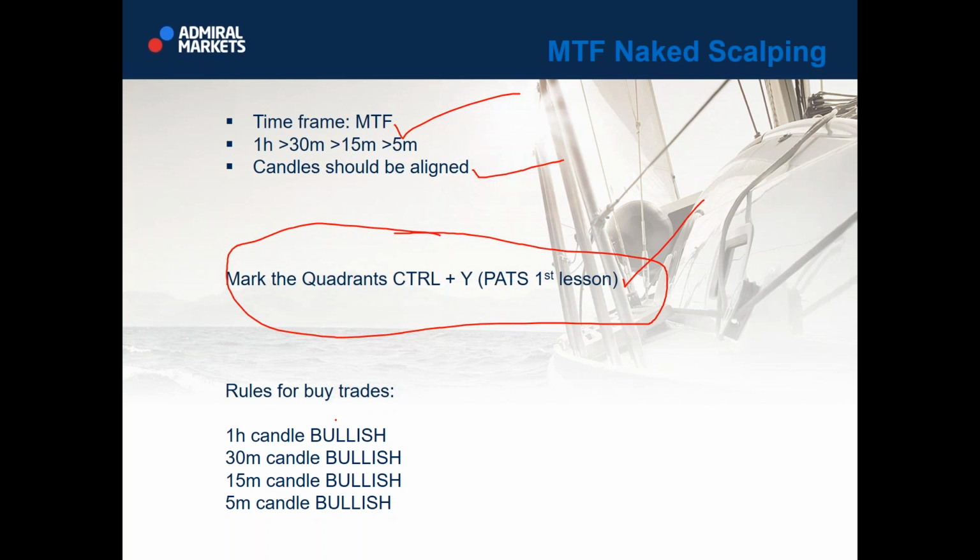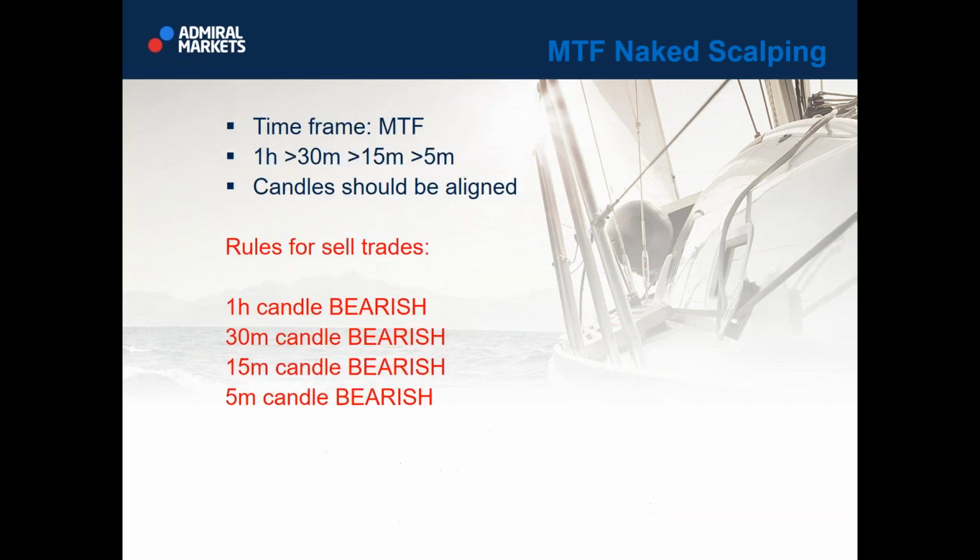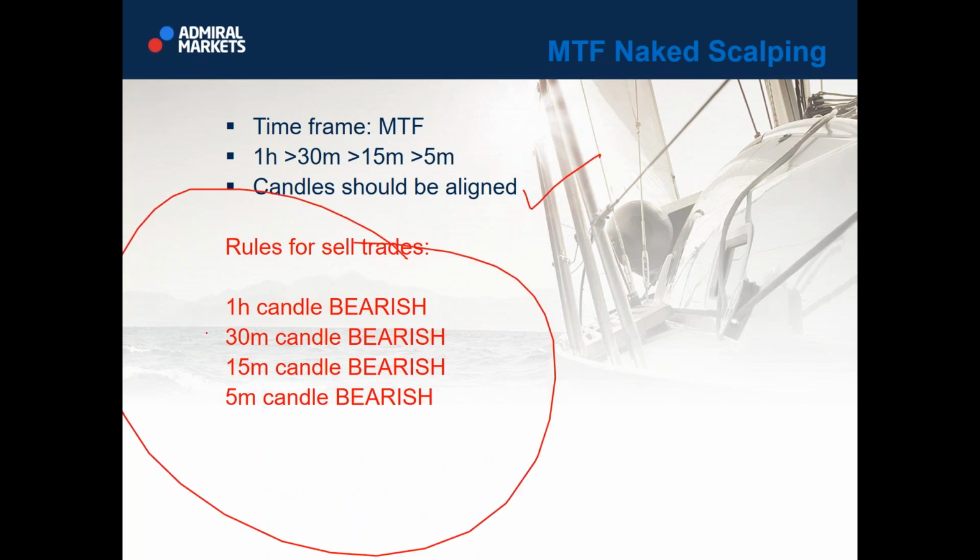And rules for buy trades. 1 hour candle should be bullish, 30 minute, 15 minute, 5 minute candle is bullish. Once the 5 minute candle breaks by 2 pips plus the spread, we enter a buy trade. It's vice versa for shorts. You also do a scan through 1 hour, 30 minute, 15 and 5 minute. Candles should be aligned, and these are the rules for sell trade.